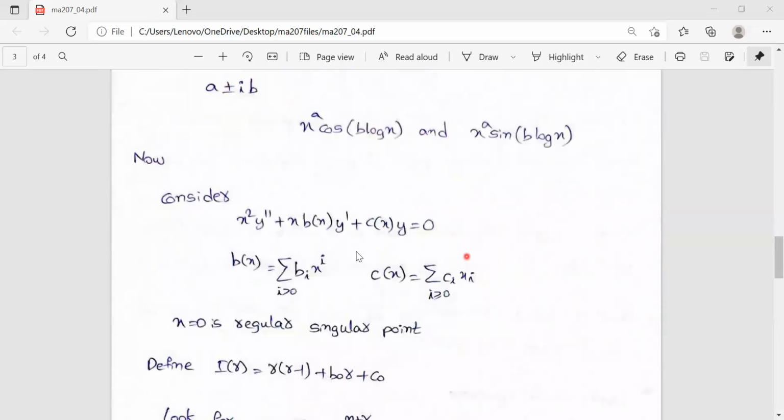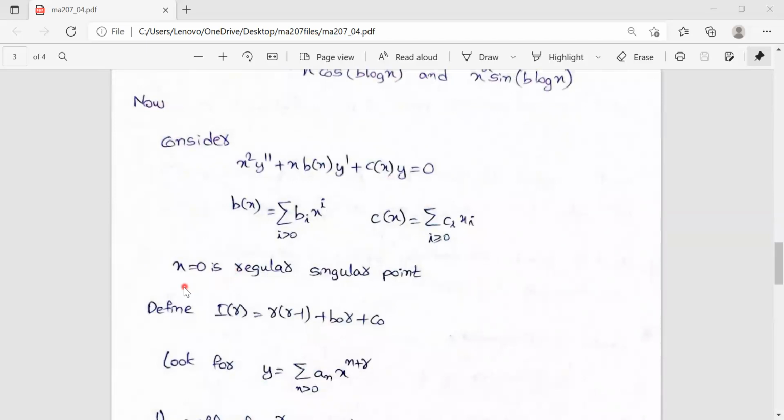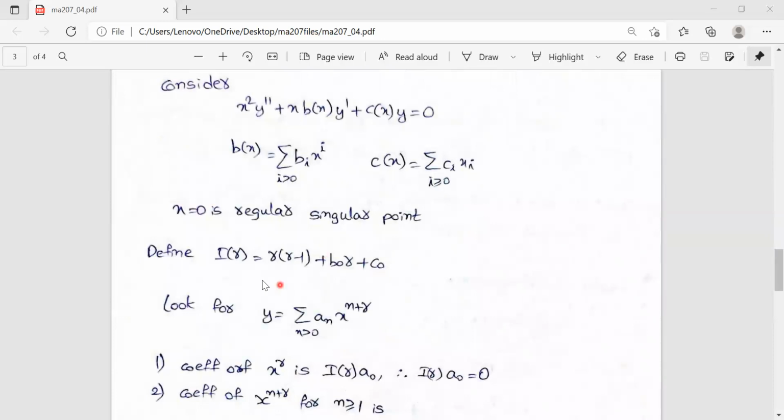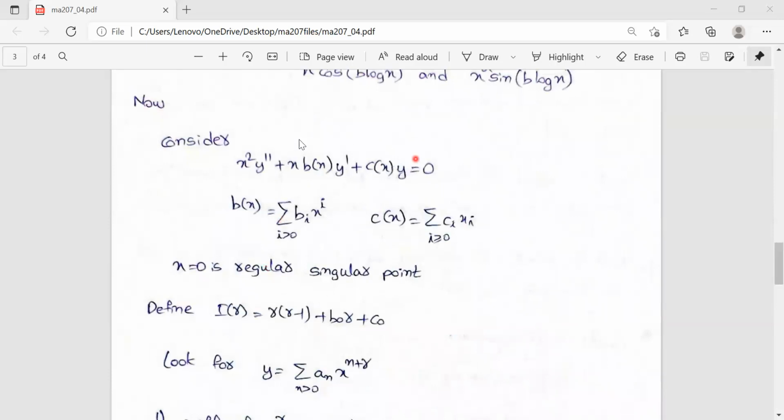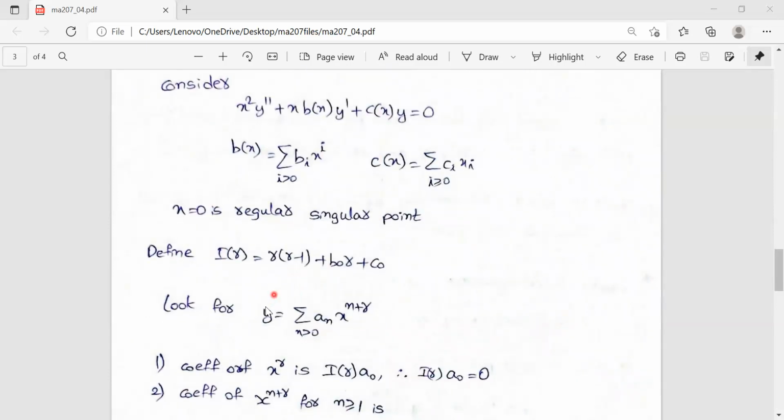Now consider b of x and c of x. b of x is a power series and c of x is a power series with coefficients bi and ci. We can verify that x naught is a regular singular point for this ODE. Let's define I of r as given. We look for the solution of this ODE in this form: y is equal to sigma a n x power n plus r.